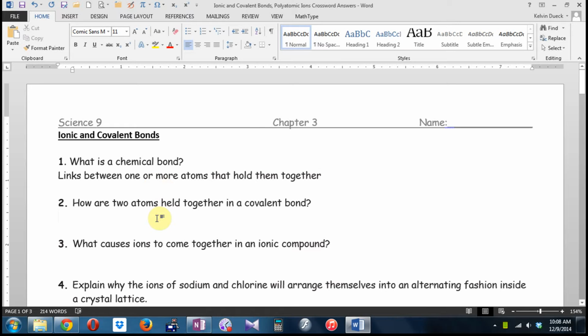So, ionic and covalent bonds. How are two atoms held together in a covalent bond? There's one word I'm looking for that's a key word. Begins with the letter S. Yeah. Shared. Shared electrons.